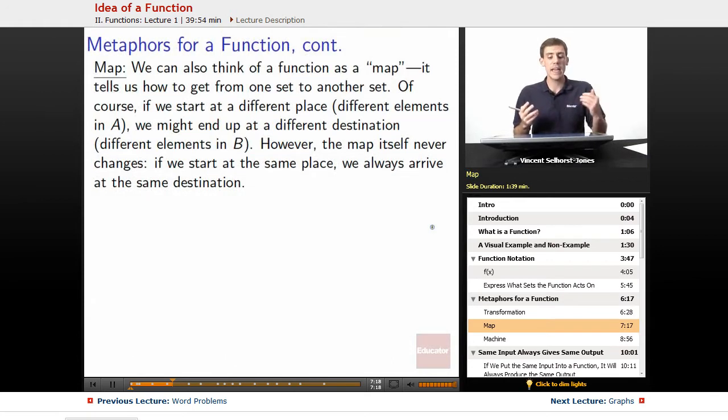Another way we can look at it is as a map. It tells us how to get from one set to another set. It is sort of a guide, a way, directions. It is directions for how to get from one place to another place.